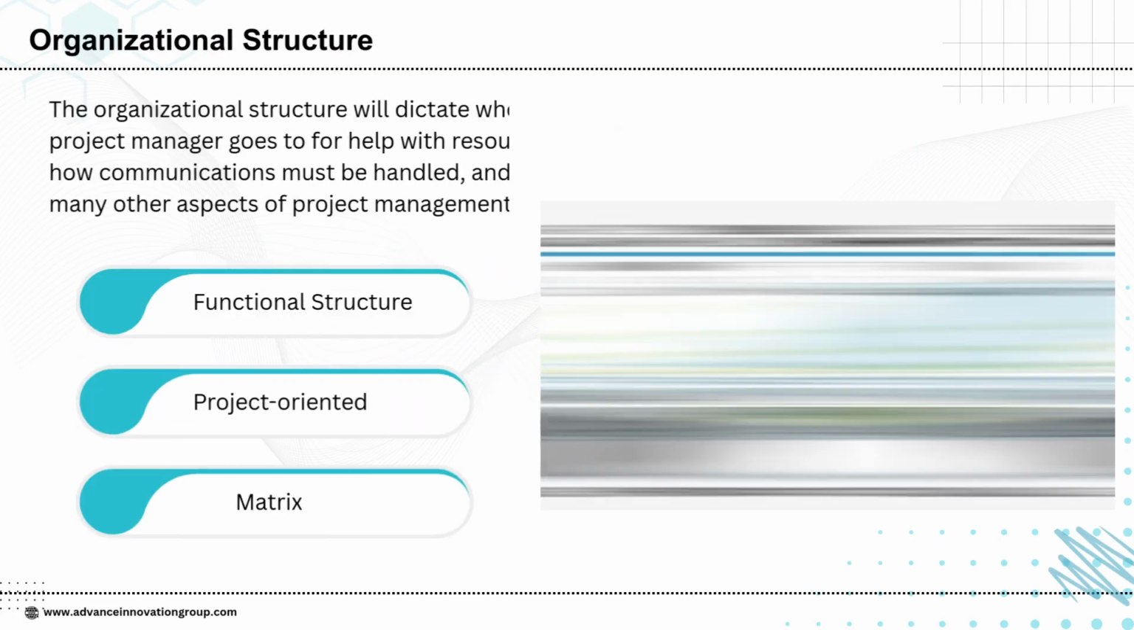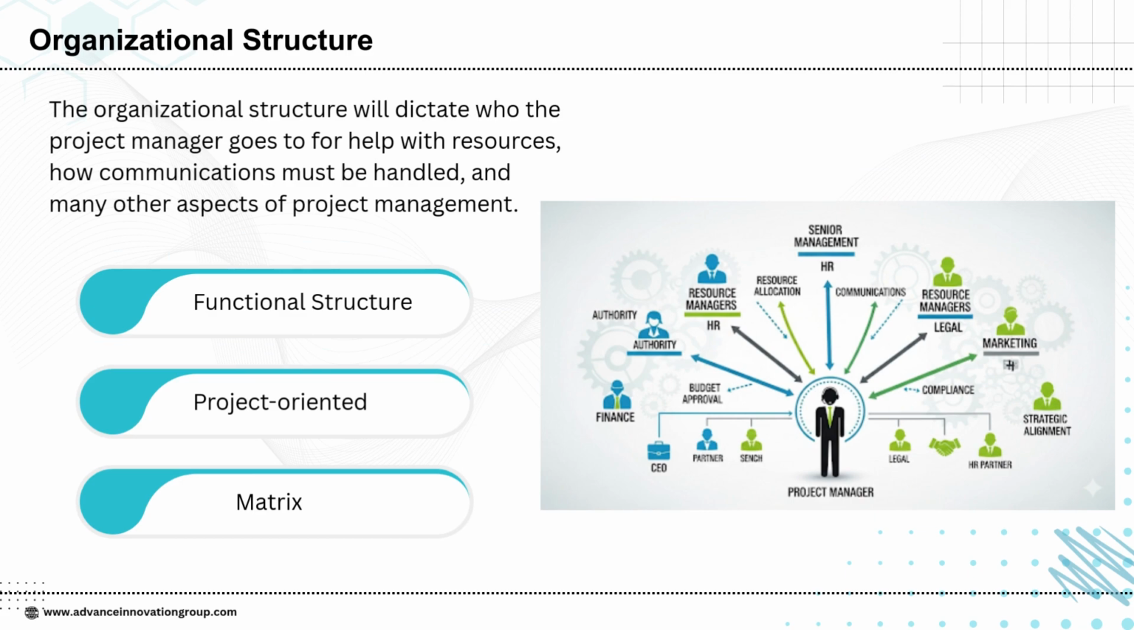Organizational structure defines how a project manager works within a company. It determines who they approach for resources, how communication flows, and how authority and responsibilities are shared. In a functional structure, the project manager depends heavily on department heads for approvals and resources. In a project-oriented structure, the project manager has more authority and independence to make decisions directly. In a matrix structure, authority is shared between functional managers and project managers, which can provide balance but also create communication challenges. As shown in the diagram, the project manager interacts with senior management, finance, HR, legal, marketing, and other departments, making the structure critical in shaping how effectively projects are managed and delivered.